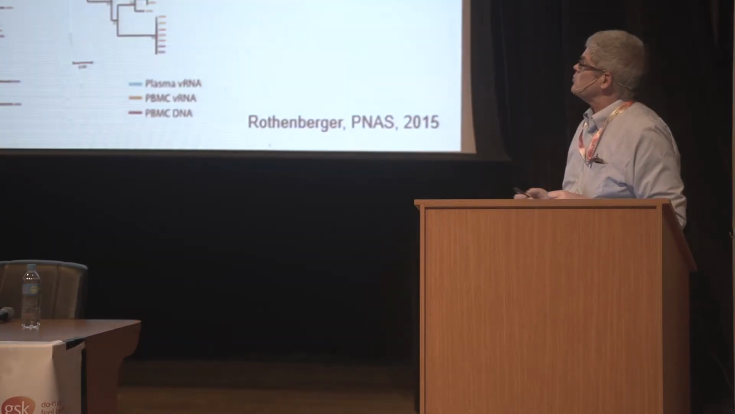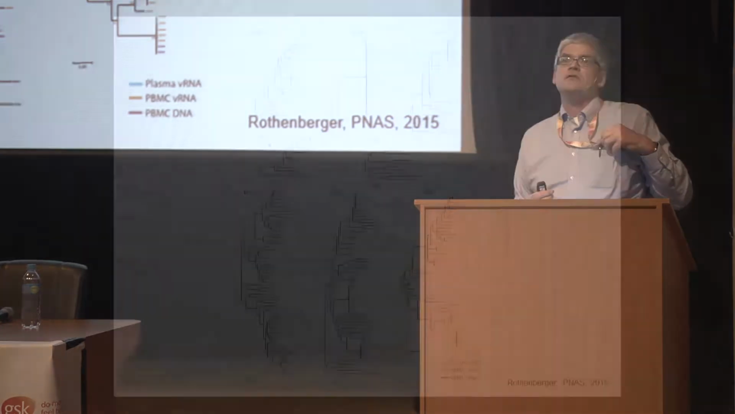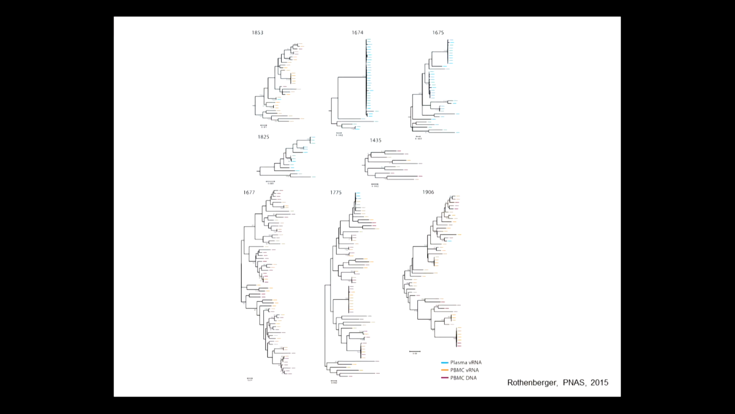So what we did was we worked with Brandon Keele in Jeff Lifson's lab, and he did amplification from the plasma and PBMCs, just to ask the question of how big is the founder population. So in this patient, blue is plasma HIV RNA, orange is PBMC viral RNA, and purple is PBMC DNA.